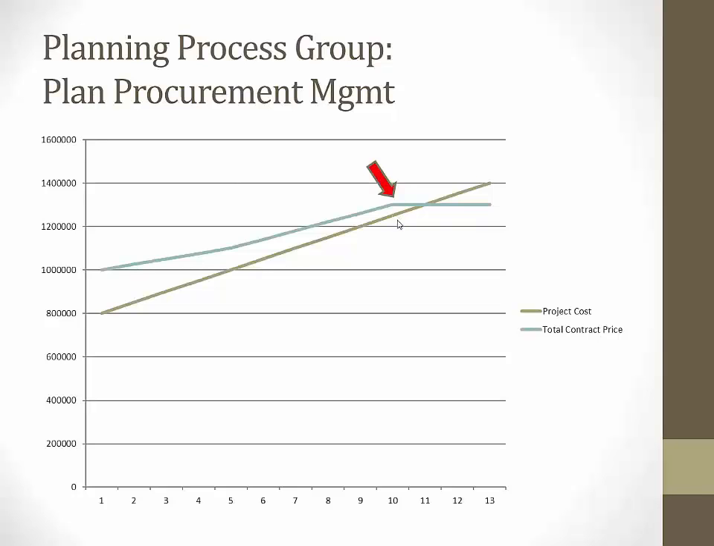Okay, so the other way that you're going to use all of this information: here's where the two lines intersect in this particular example. The area between these two lines right here is the contractor's profit. The area under these two lines, to the right of where they intersect, represents losses for the contractor.